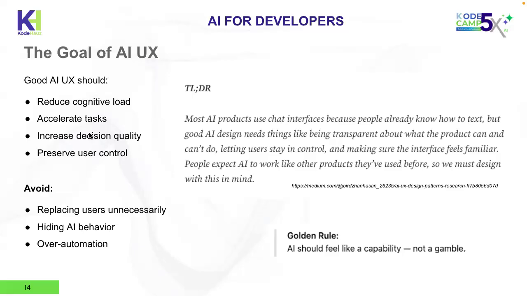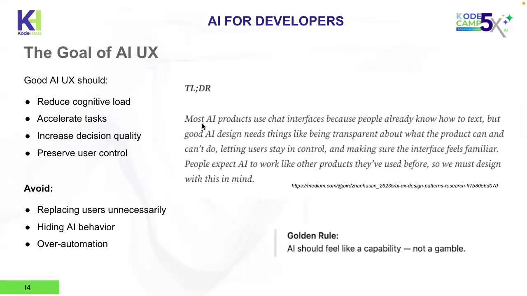Okay. So avoid replacing users unnecessarily in the workflow. Avoid hiding AI behavior. Like I said, everything should be reported, and avoid over-automation. So the golden rule is that AI should feel like a capability, not a gamble. A user should not feel threatened that there is AI on your site doing stuff. The user should really feel empowered, right, to be able to do more.